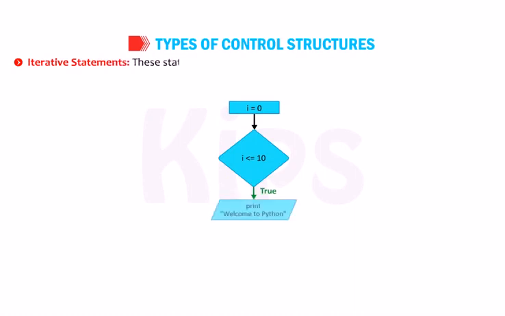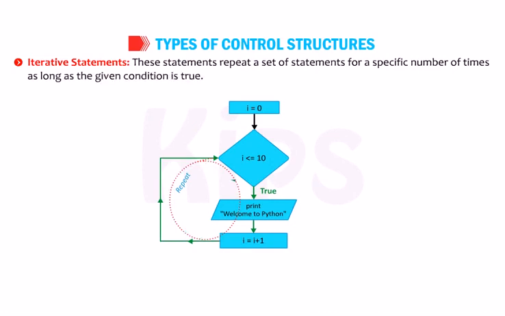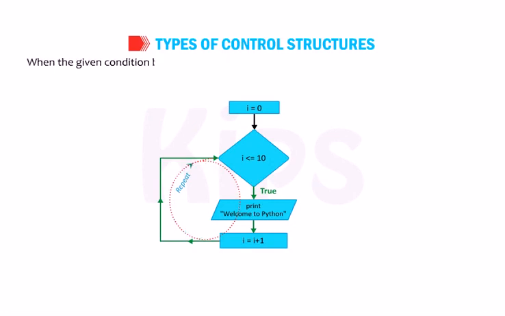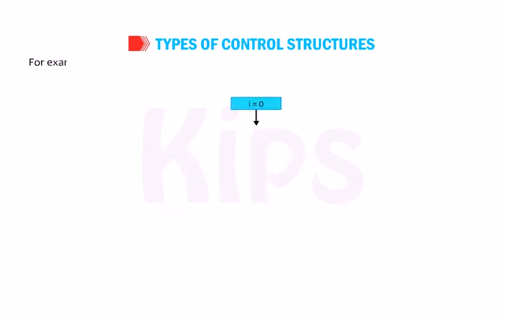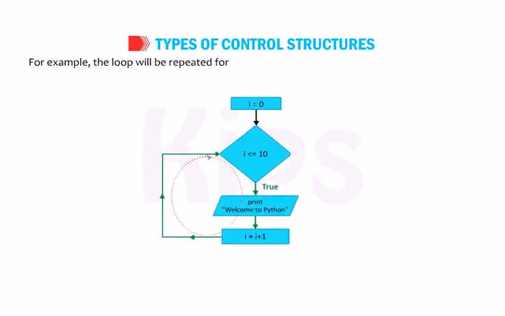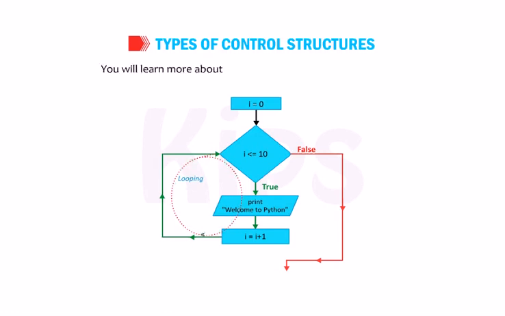Iterative statements. These statements repeat a set of statements for a specific number of times, as long as the given condition is true. When the given condition becomes false, the control comes out of the loop and the repetition stops. For example, the loop will be repeated 10 times till the sum of the 10 natural numbers is calculated. You will learn more about these statements in the next chapter.